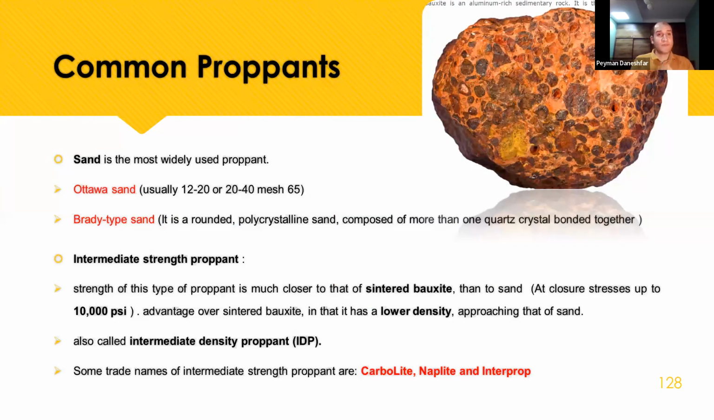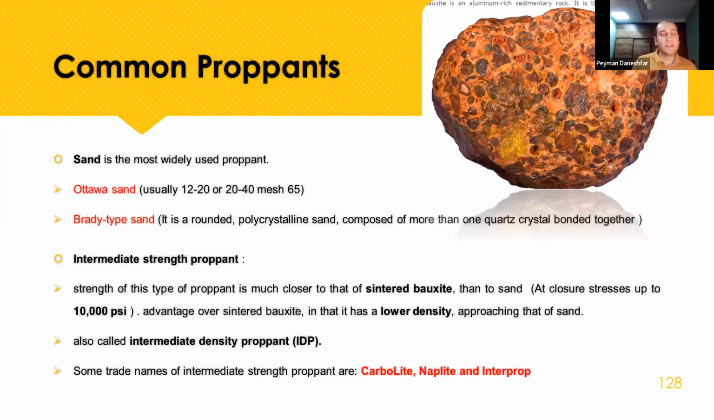For example, for Iran, we use the Ottawa sand or Brady type sand. We use a sand like this size, okay? This is important for us. Ottawa sand is usually 12 to 20 or 20 to 40. For pressure closure, the sand is good for smaller than 6,000 psi.